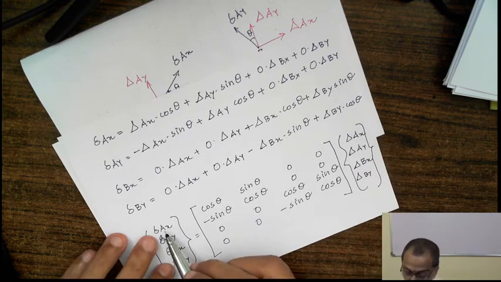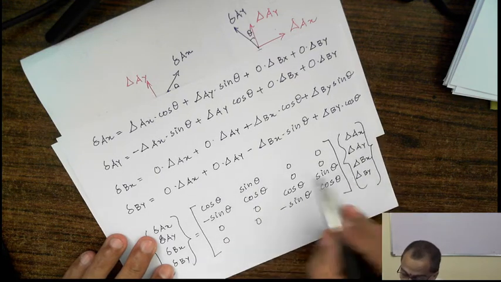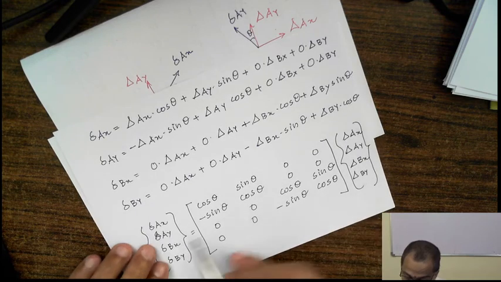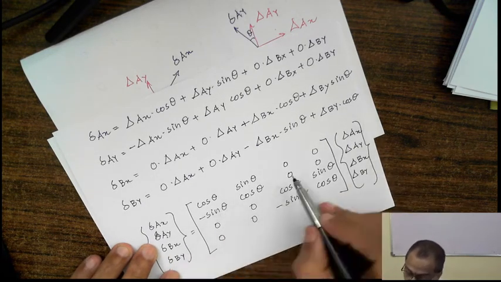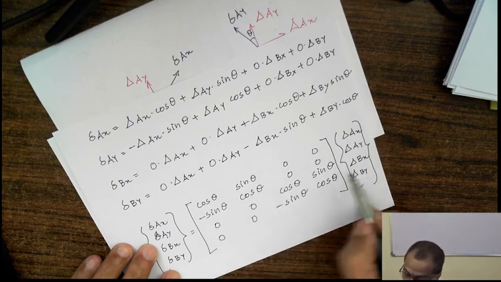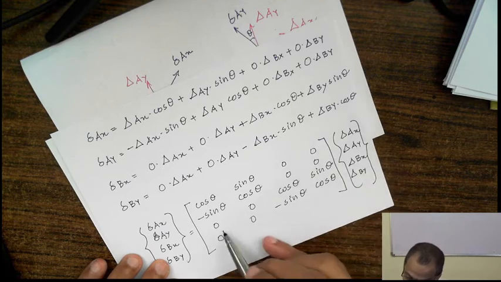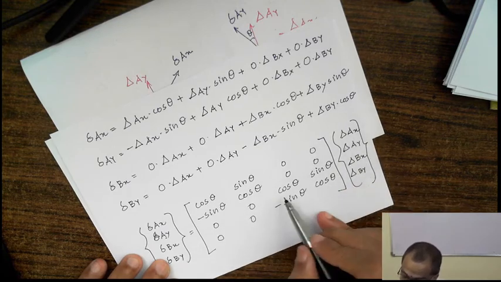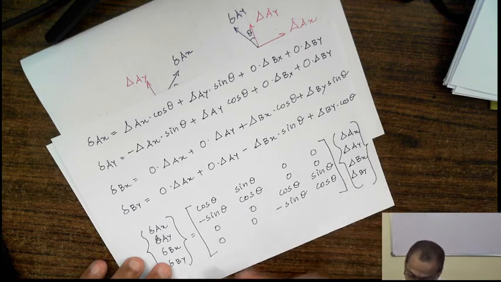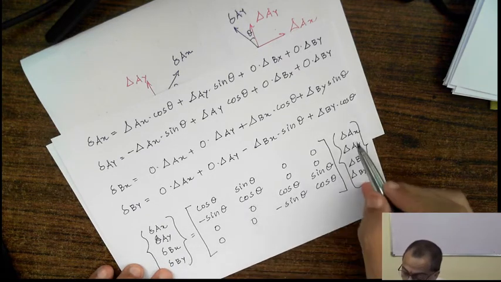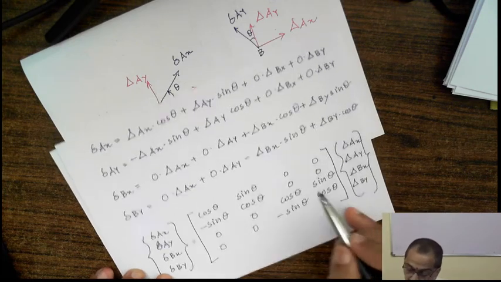You can see delta Ax local is equal to delta Ax cos theta plus delta Ay sin theta plus 0 delta Bx plus 0 delta By. Delta Ay is equal to minus delta Ax sin theta plus delta Ay cos theta, 0 delta Bx, 0 delta By. Then delta Bx is equal to 0 delta Ax, 0 delta Ay plus delta Bx cos theta plus delta By sin theta, and delta By is equal to 0 delta Ax, 0 delta Ay minus delta Bx sin theta plus delta By cos theta.